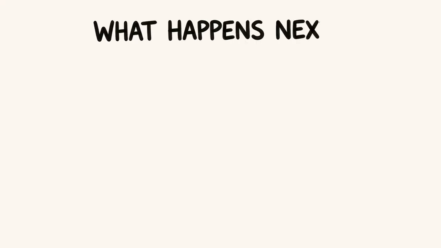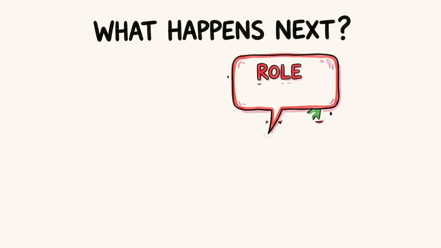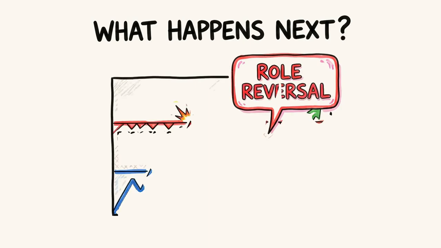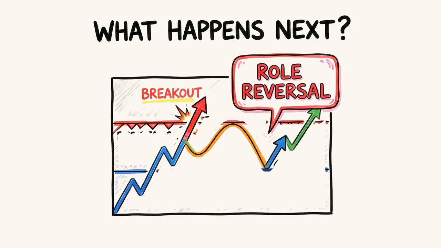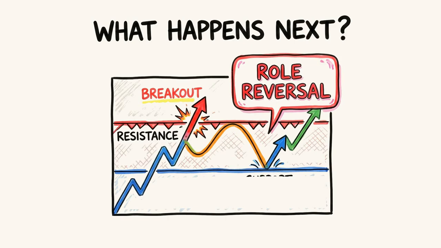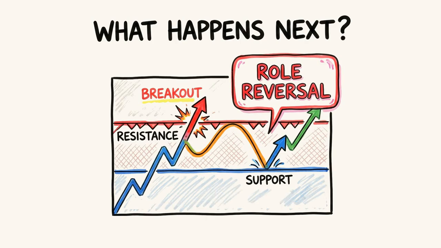Quick question. What happens to a resistance level after price finally breaks above it? Think about it. The answer is coming up. Very often, old resistance becomes new support. Once buyers finally push through a ceiling, that same level frequently acts like a floor later when price comes back down to test it again. This is called role reversal, and it is one of the most useful ideas in chart analysis. You'll start seeing it almost everywhere once you know what to look for. A level that once stopped price from moving higher can later help hold price up from falling lower.